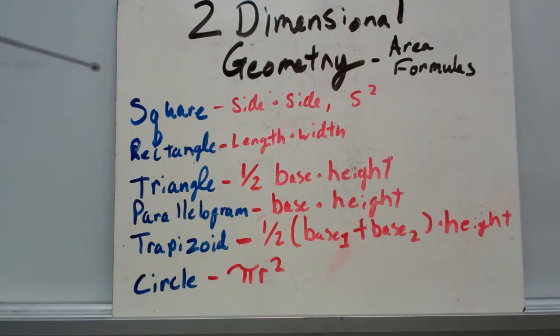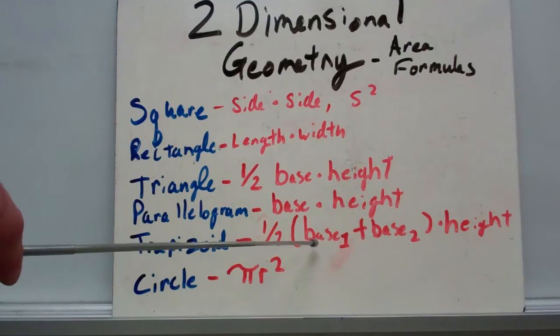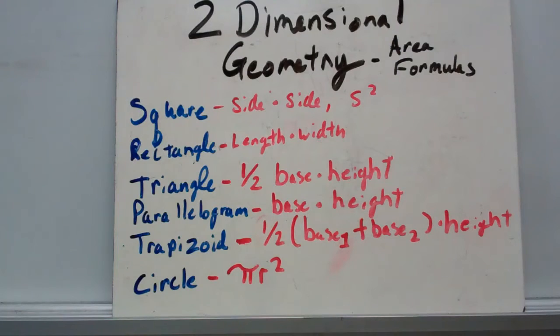Okay, so we have our square, which is side times side or side squared, rectangle, which is length times width, a triangle, which is 1/2 the base times the height, a parallelogram, which is the base times the height, a trapezoid, which is 1/2 times base 1 plus base 2 times the height, and then the circle, which is pi times r squared, or the radius squared. And in this case, for pi, we're going to use 3.14. We're not going to go any further than just 3.14.